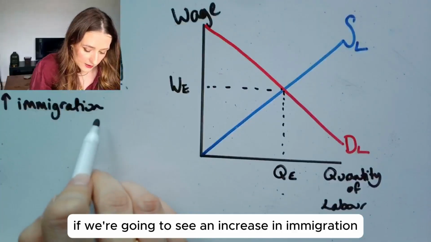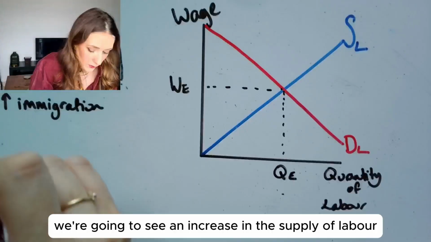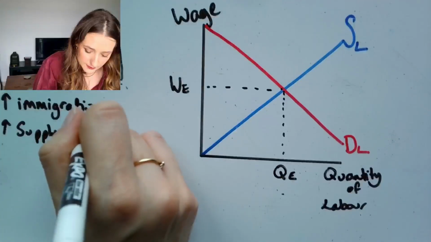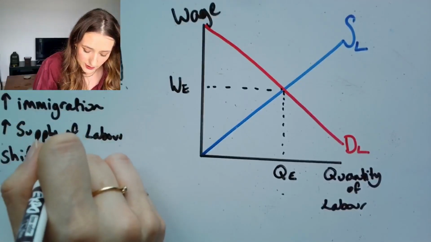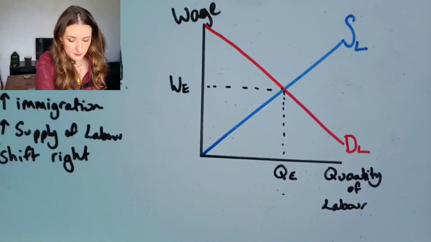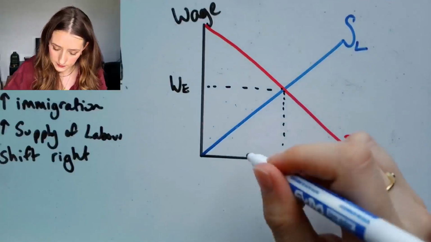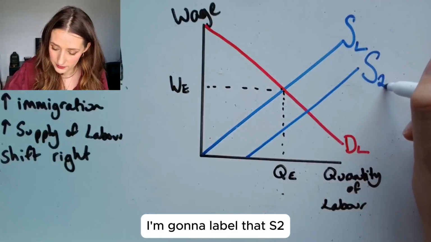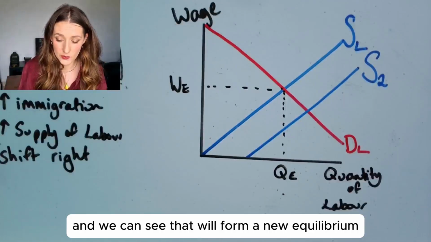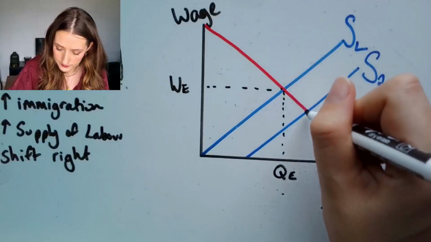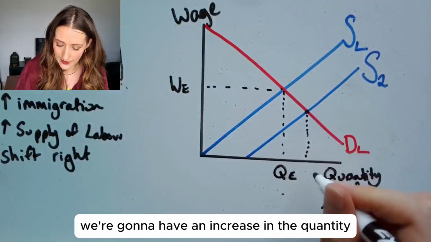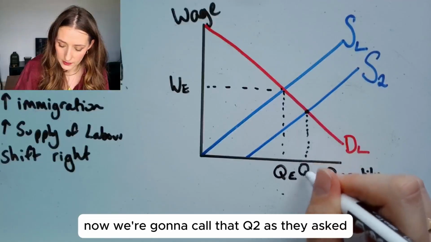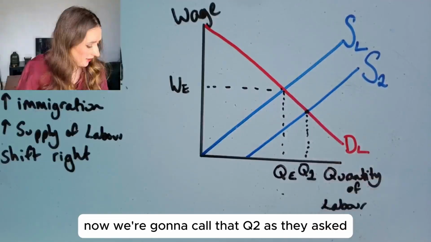If we're going to see an increase in immigration, we're going to see an increase in the supply of labour. This is shown as a shift to the right. So let's draw that onto the graph. I'm going to label that S2, and we can see that will form a new equilibrium. We're going to have an increase in the quantity of labour that is hired now. I'm going to call that Q2, as they asked me to.